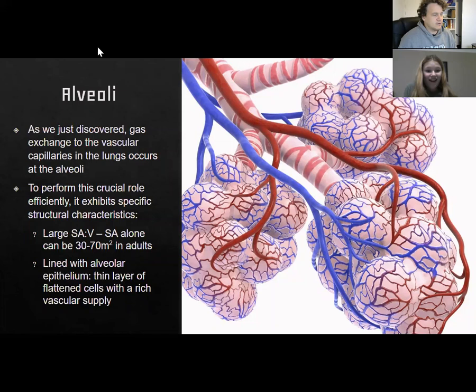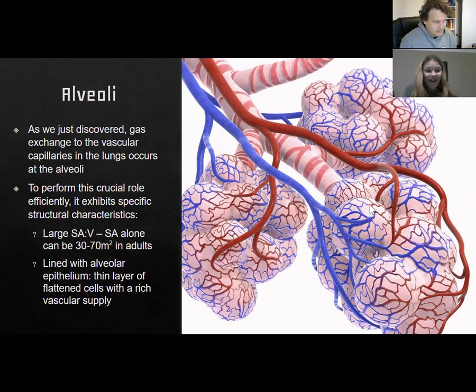So, alveoli, this is what they look like. I mean, they probably don't look exactly like that, but pretty much like that. This is where the gas exchange happens: the air comes through, the oxygen goes into these capillaries, and the CO2 comes out and goes back up, and we breathe it out. So there's a large surface area to volume ratio, about 70 meters squared. A thin layer of flattened cells with a rich vascular supply.